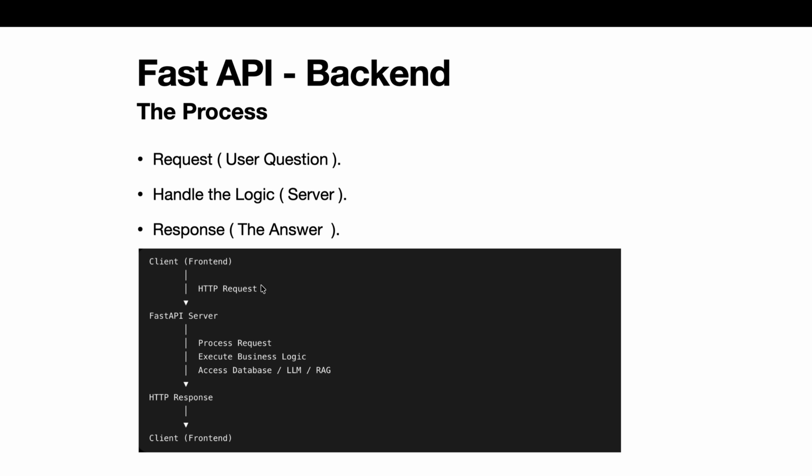For example, we've got a mobile application or a web application or a front-end web application. We send the HTTP request to our FastAPI server, and it handles the request, executes the business logic, accesses the database and LLM, and returns the response. And we take this response, which refers to the answer to the question, and we return it to the client.